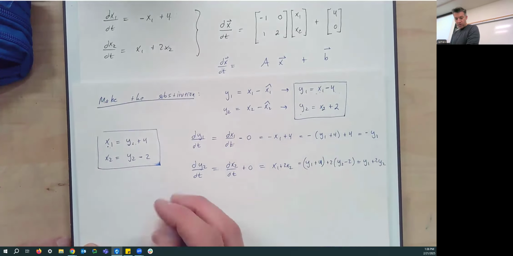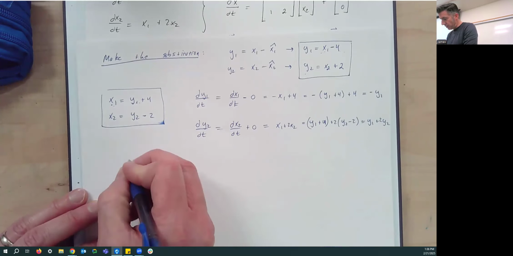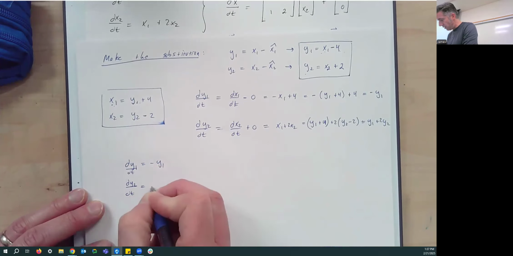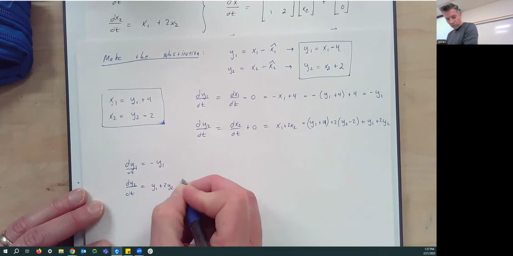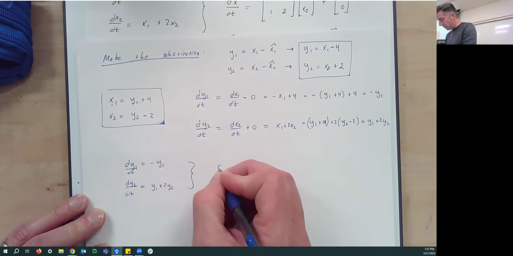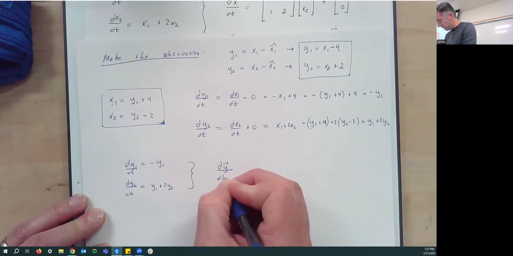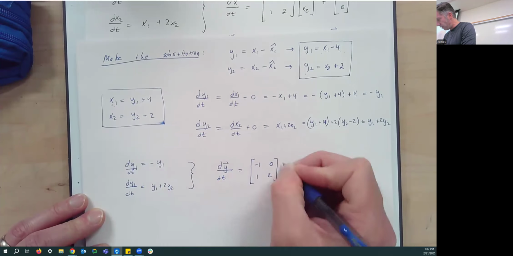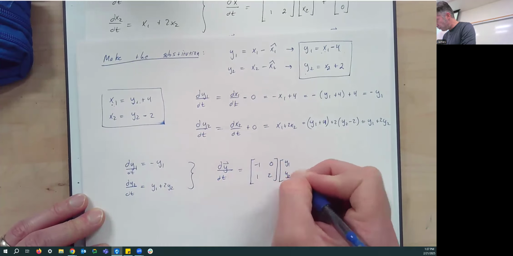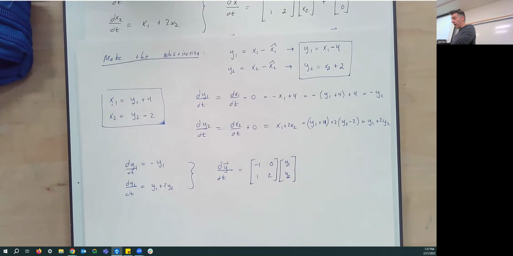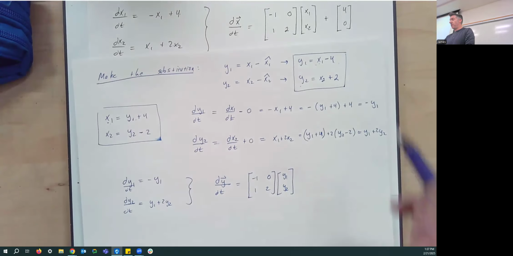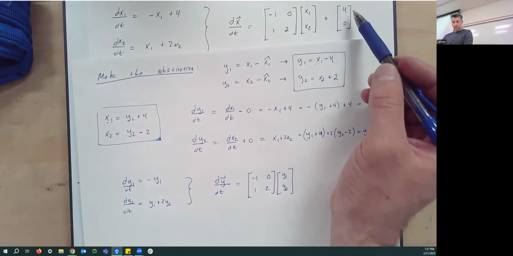This whole system here, which I'm going to write down a little bit more compactly, dy1/dt equal to negative y1, and dy2/dt equal to y1 plus 2y2, we can totally just write as the system, the derivative of the vector y with respect to t, equal to the matrix negative 1, 0, 1, 2, multiplied by y1, y2. Very, very similar to what we started with. Just we don't have the parts that are making it not homogeneous anymore.